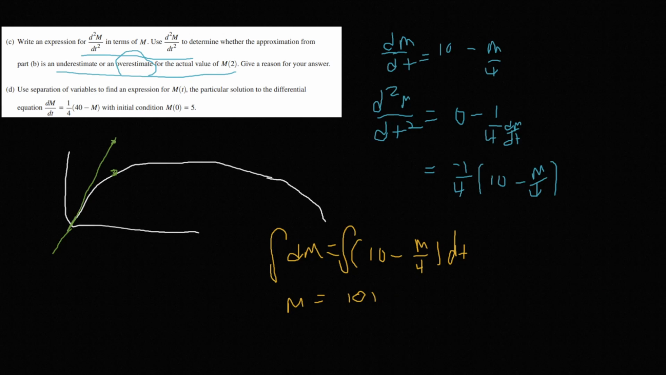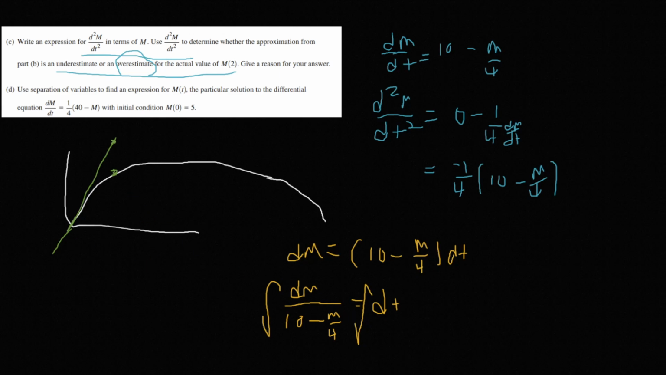Oh shoot, I was in calculus mode. Let us not do that. Let's instead do dm over (10 minus m) over 4 is equal to dt. There we go. And now we integrate. I was like, that is not right.